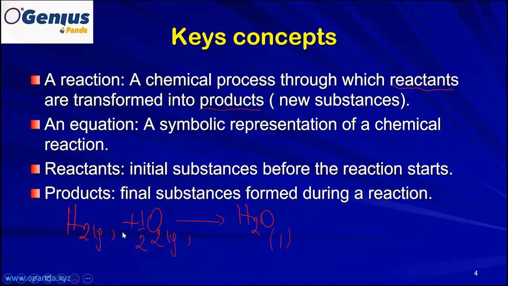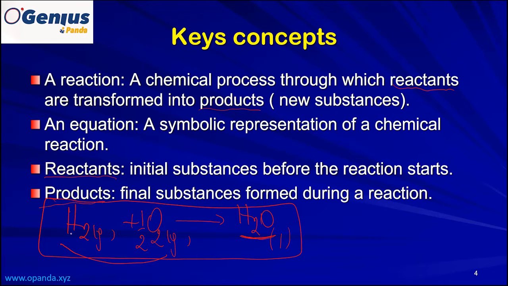The representation we have here is the chemical equation, and the process which is taking place, the chemical change, is a chemical process or a chemical reaction. The substances we start with are called reactants, and the final substances that we produce are called products. Reactants are always on the left hand side and products on the right hand side.